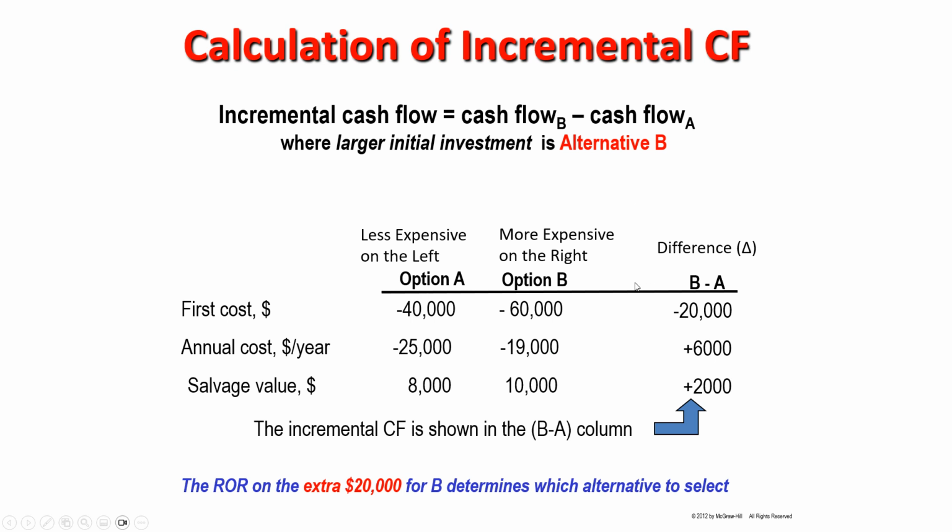And so if we wanted to analyze the increment, then there will be some incremental cost between the two. So option B being $60,000, option A is $40,000. So the difference is that the more expensive option is $20,000 more, and then it has these added benefits of reduced cost for operating expenses each year and an improved salvage value. Do you have a question? Okay. So this is just to recap what we'd already talked about last week.